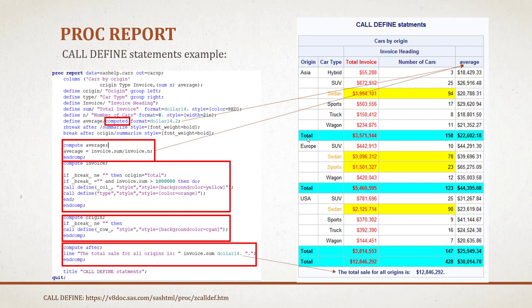In the last compute block, I just want to show that we used formatted variables in a line with text. In this report, the last line summarized the total sale from all origins. So we have the text "The total sale for all origins is" used, and the variable invoice.sum to automatically generate the report with the value here.